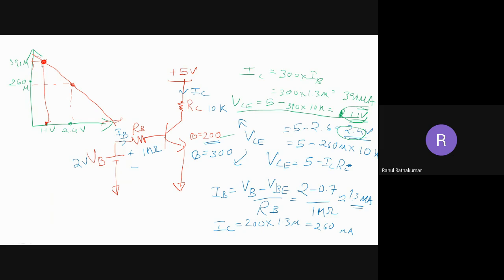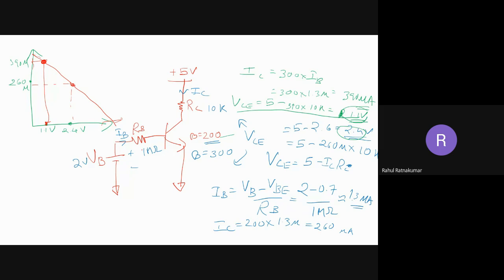So what happened? Because of beta variation. Why does beta change? Because of temperature variations, or we can say the current IC changes and all those things. So this is not desirable. We design a circuit, we expect it to operate in some region, but it is not operating in that region. So it's a big problem for us, right?